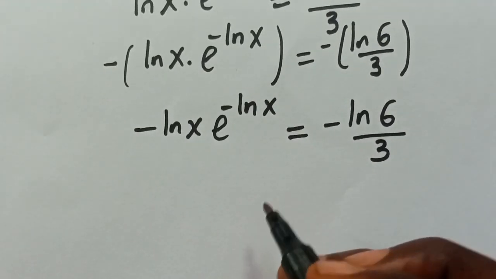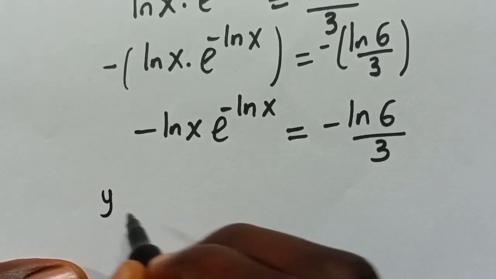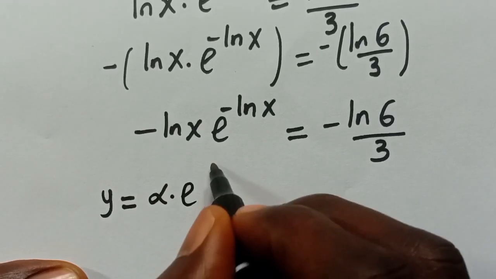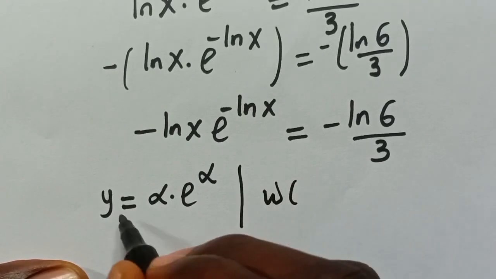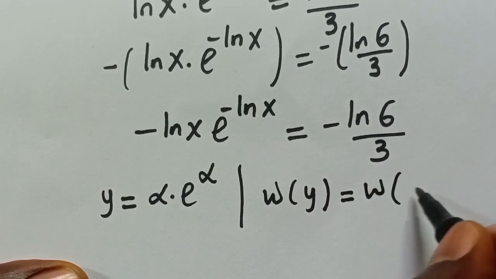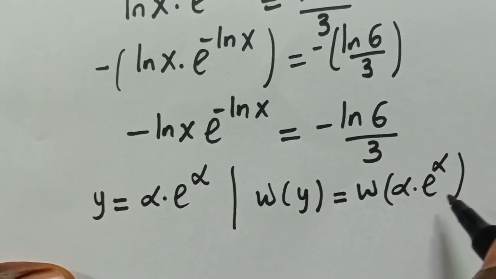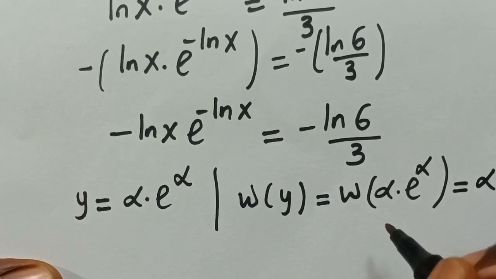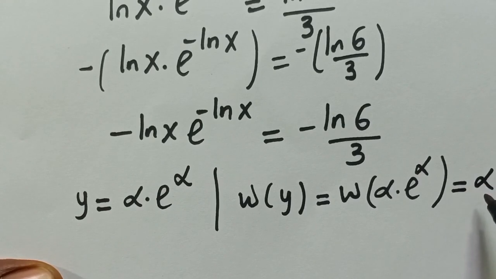Then there's something we call the W Lambert function that says when we have y equals alpha multiplied by e to the power of alpha, then the W Lambert function of y will be the W Lambert function of alpha multiplied by e to the power of alpha. Mind you that this will give you back your alpha. Why? Because the base and the power are the same. The output will be either of the one.